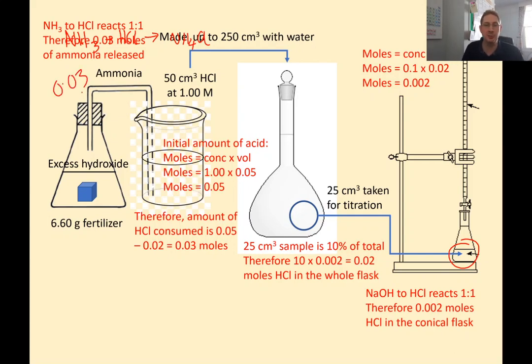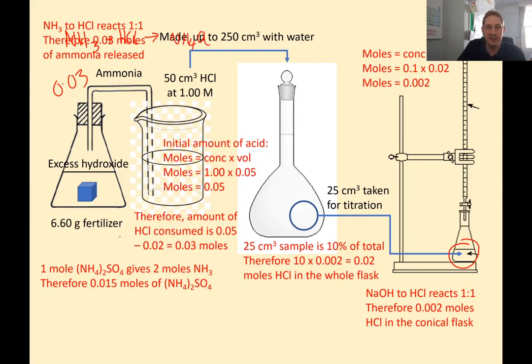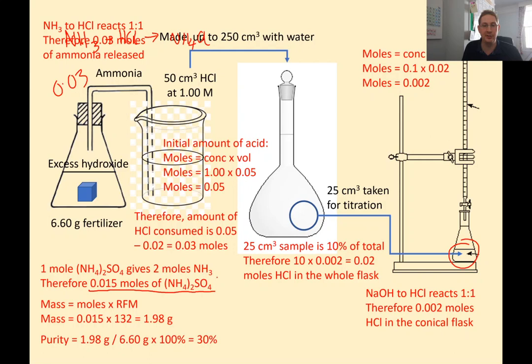You may then be asked to work out the purity of the fertilizer. So if the fertilizer was, for example, ammonium sulfate, and that gives 2 moles of ammonia, you can work out that there would be 0.015 moles of ammonium sulfate. So from here, you could, if you wanted, pause the video, work out the percentage purity. But that number of moles is 1.98 grams, so therefore the purity is 30%.